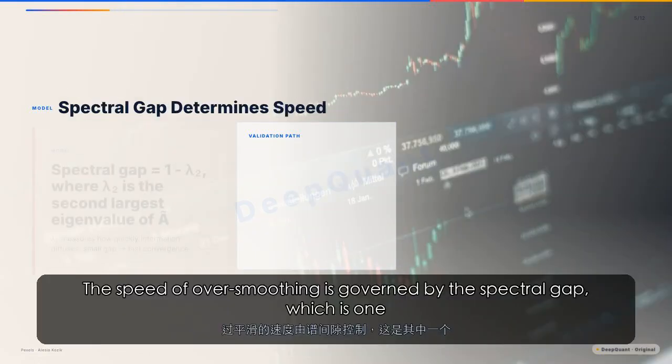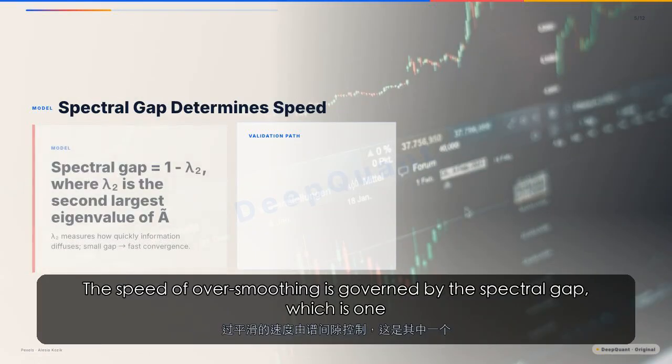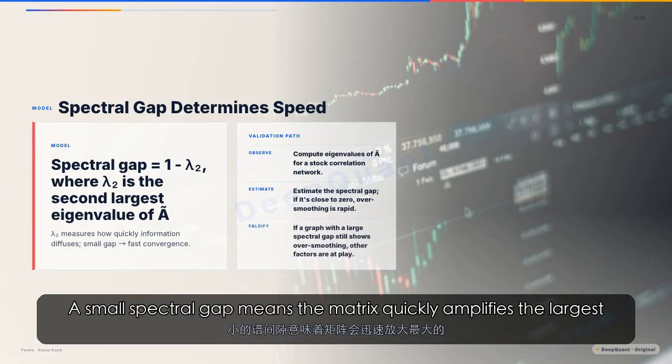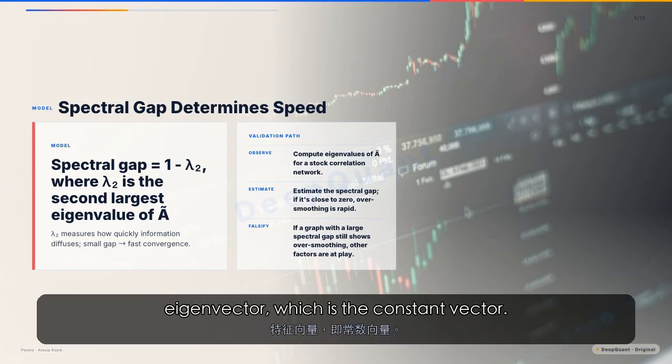The speed of oversmoothing is governed by the spectral gap, which is 1 minus the second largest eigenvalue of the normalized adjacency matrix. A small spectral gap means the matrix quickly amplifies the largest eigenvector, which is the constant vector. So nodes become identical fast.